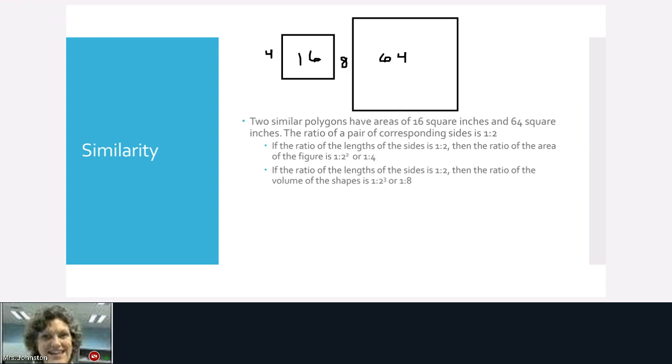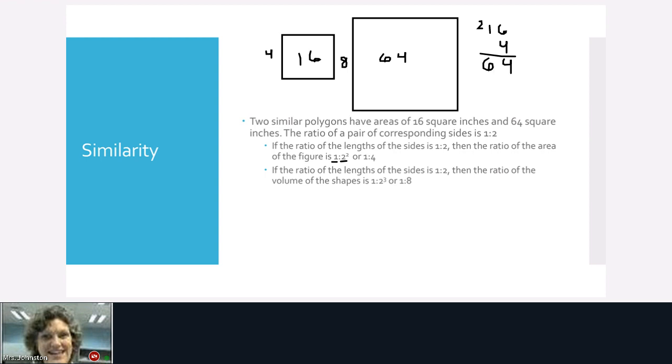8. If the ratio of the lengths of the sides is 1 to 2, then the ratio of the area of the figures is 1 to 2 squared, or 1 to 4. Let's check that out. 16 times 4 is indeed 64. So that's true.